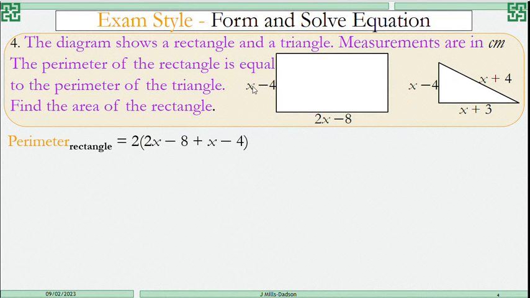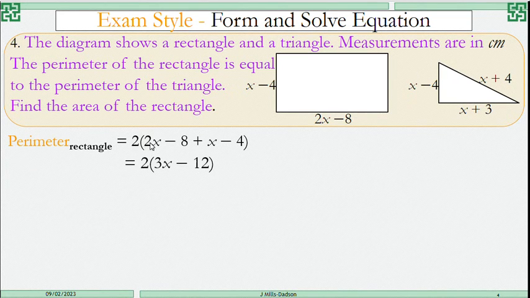Because we're going to add x minus 4 twice, we're going to add 2x minus 8 twice. We can add these two up and double it. If you don't understand this method, keep on adding all around it. So what I'm doing is adding 2x minus 8 plus x minus 4, and I'm going to double it because we have two sides of it.